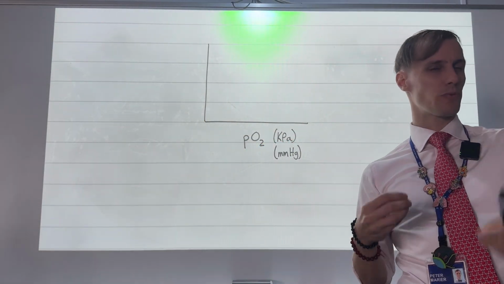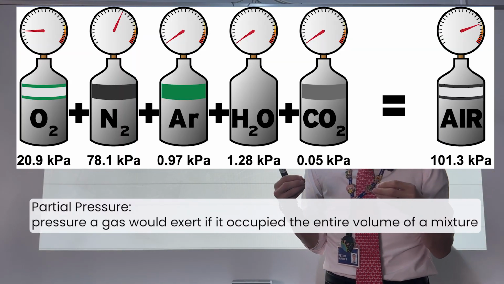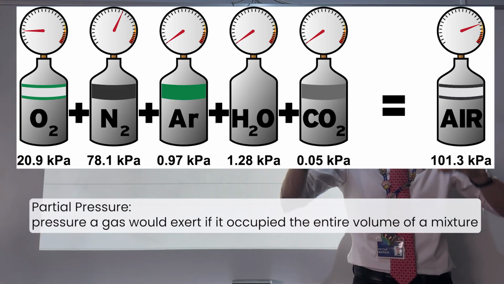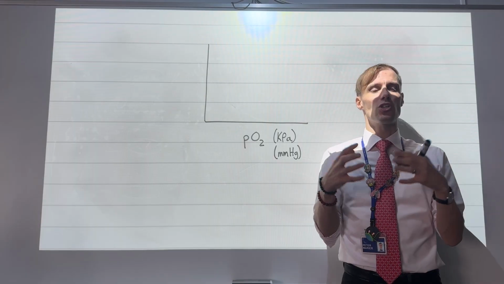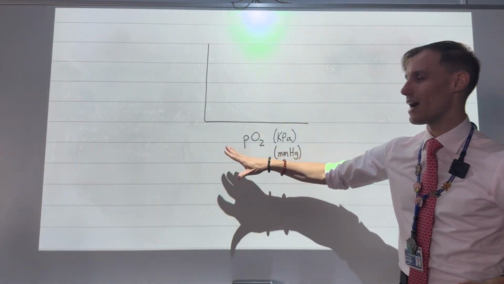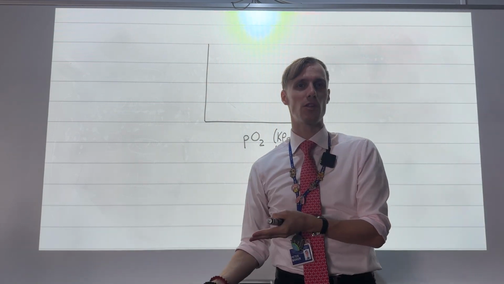So what the partial pressure of oxygen really means is the pressure of oxygen if it alone occupied the entire volume of this air. So it's another way of saying how much is oxygen contributing to the air around it. So the higher the partial pressure of oxygen, basically the more oxygen there is.